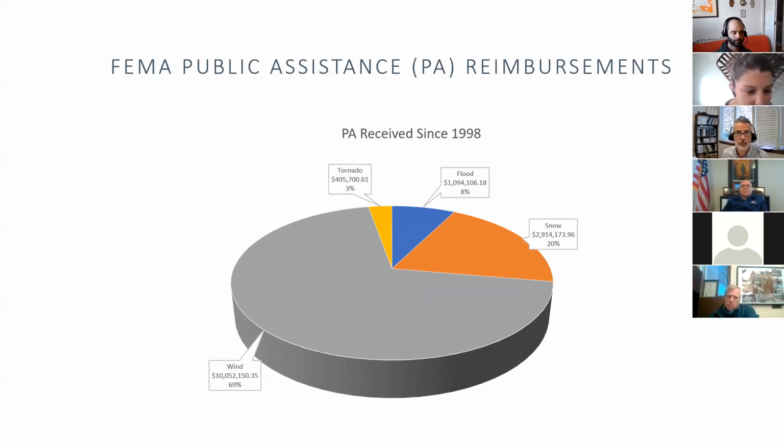So wind being, it looks like we're just about $10 million in wind damages attributed to PA. So definitely an issue in the region.